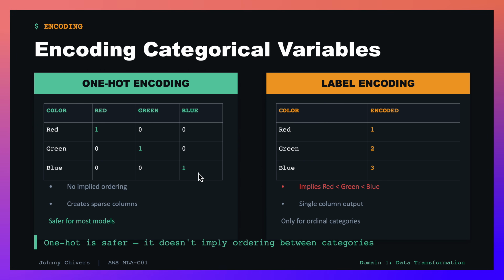Blue, blue is true. And this is important because it doesn't imply ordering amongst the variables, but it creates sparse columns. That is the downside of it. It actually gets more columns added to it, so there's more data to compute, but it's safer for most models. One hot is safer. It does not imply ordering between categories. This comes up on the exam quite a bit. So you'll need to know that one hot encodings split around the columns. And it makes sense because you do not want ordering in your columns based on the numeric data. It will come up in the exam.